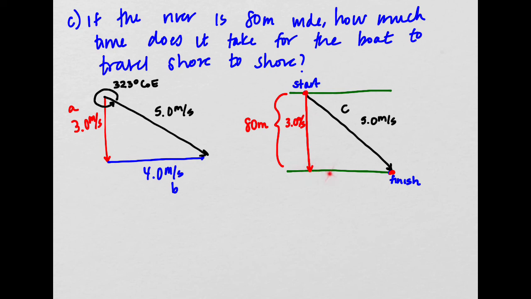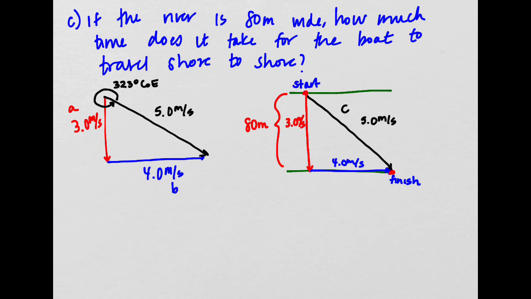We also can't use this horizontal component of our velocity either, which was 4.0 meters per second, because this is the river's speed, right? And we don't know this distance either. We don't know the distance from where we should have ended if there was no current and where we actually ended because of the current.